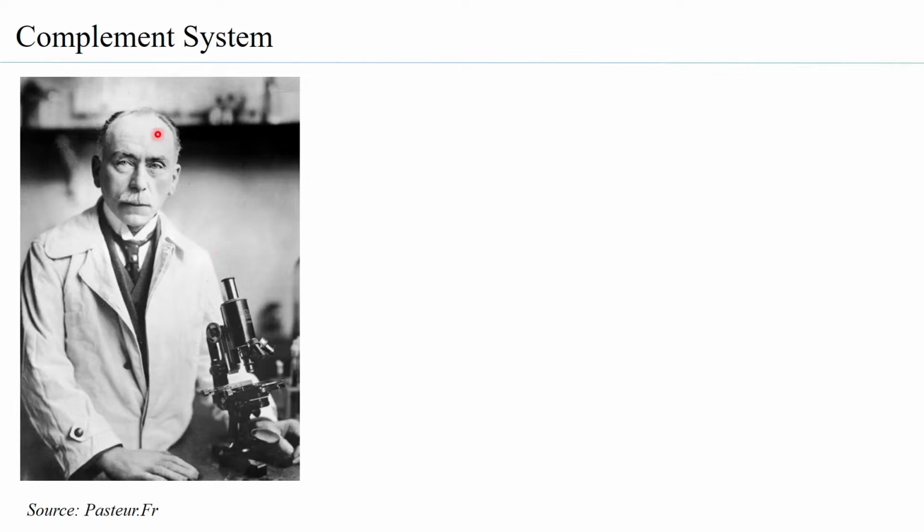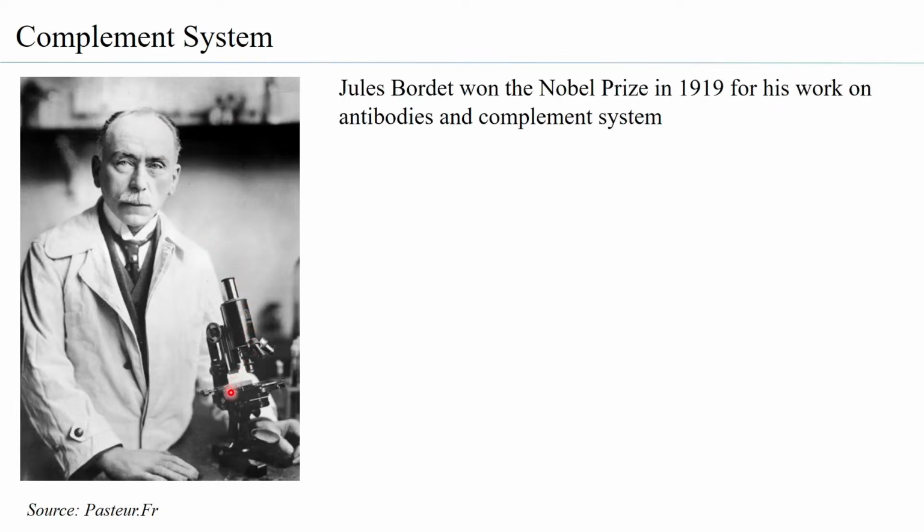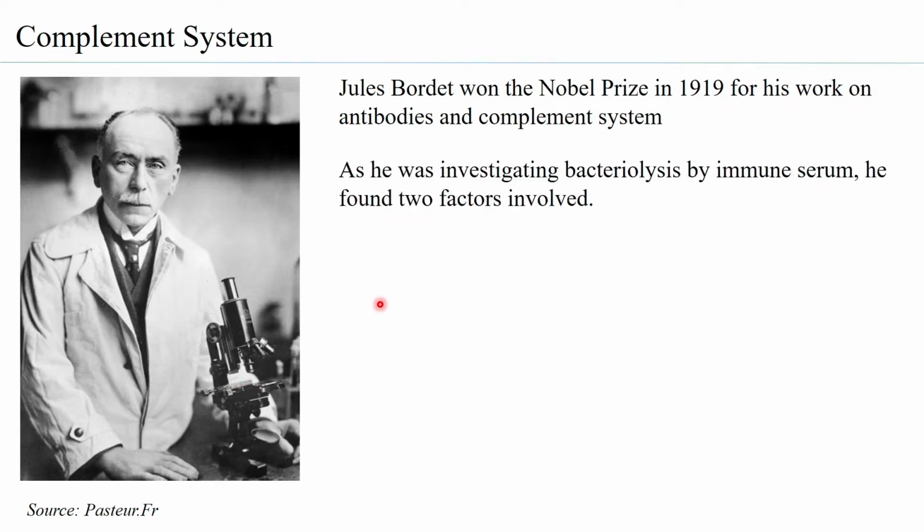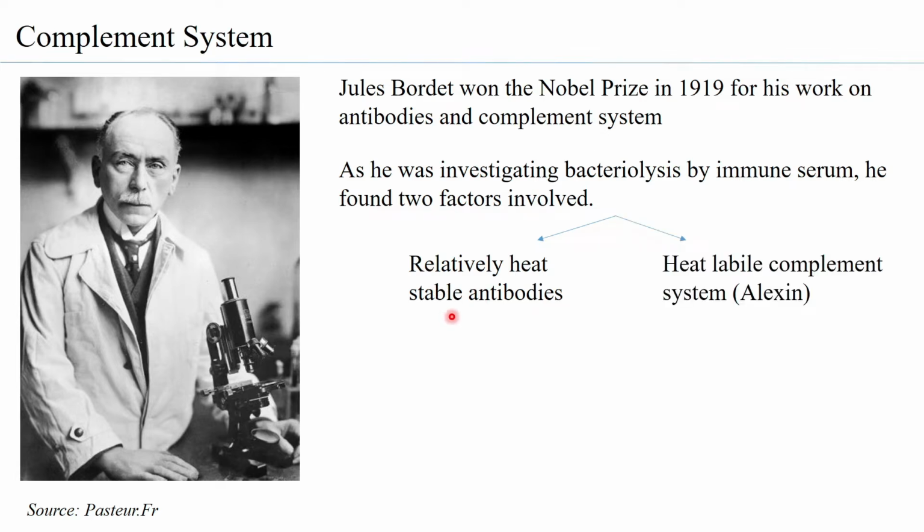Now, when you look at the complement system, it was discovered by the scientist Jules Bordet, who won a Nobel Prize in 1919 for his work on antibodies and the complement system. As he was investigating bacteriolysis by immune serum, he found two factors that were involved. One was a relatively heat stable component, that is the antibodies, and the second was a heat labile complement system.